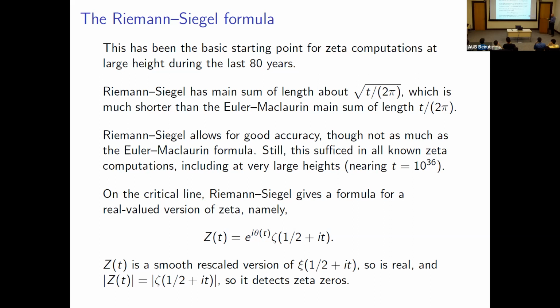And by defining things this way, you can show that Z of t is a smooth function, and it's basically proportional to xi of 1/2 plus it, which we already know is a real function. So Z of t is a real version of zeta on the critical line. It has the same magnitude as zeta, and therefore it detects the non-trivial zeros, either by sign changes or by vanishing.